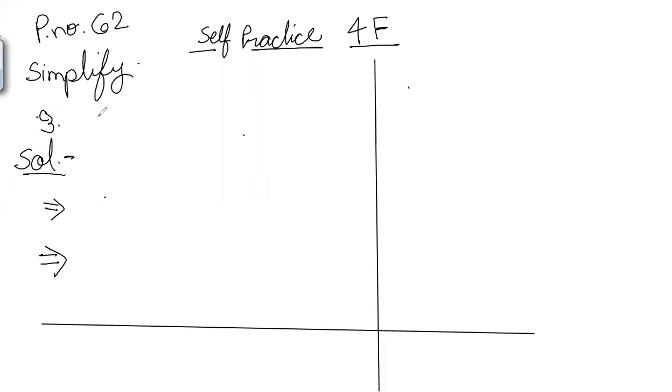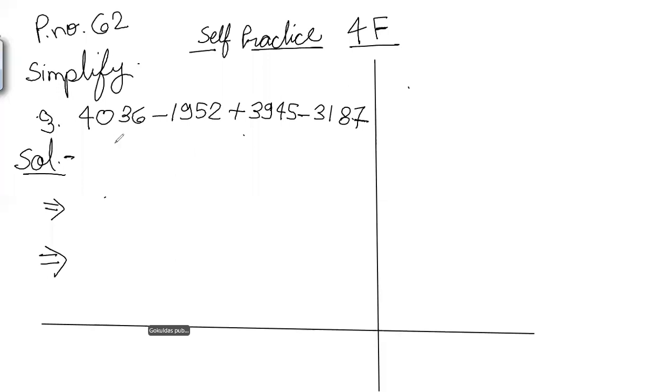Now question number 3. In question number 3, 4 numbers are given and 3 operations you need to perform. The given numbers are 4036 minus 1952 plus 3945 minus 3187. Now to solve, first of all, write the question as it is.